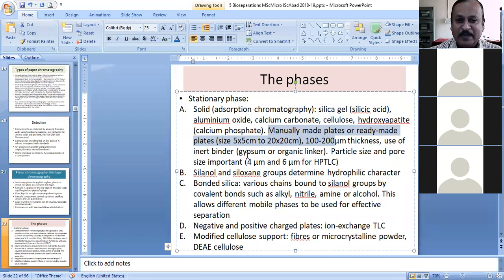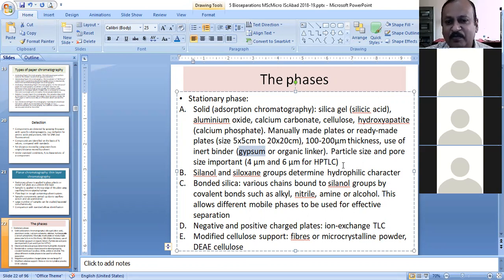For example, calcium sulfate, or gypsum, is a binder which is very commonly used. The purpose of using the binder is that it allows the stationary phase material to stick onto the inert material properly. The other important role of the binder is that it doesn't allow cracks to form in the material or on the surface. Because we want a very uniform surface so that the separation of the sample components will happen very smoothly, right?